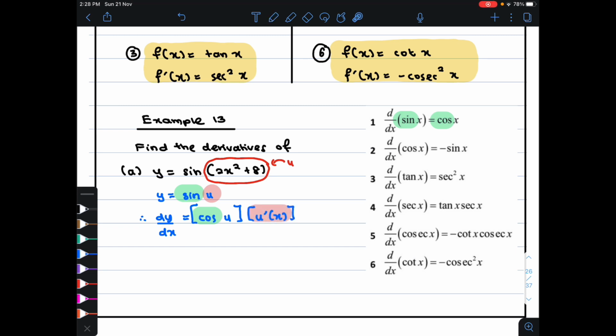So we need to substitute u and u prime x in this expression. We know that u is 2x squared plus 8. Therefore, u prime is 4x. So substitute both into this right hand side here. So we'll get cos of 2x squared plus 8 times 4x. And hence the final answer is 4x times cos of 2x squared plus 8.